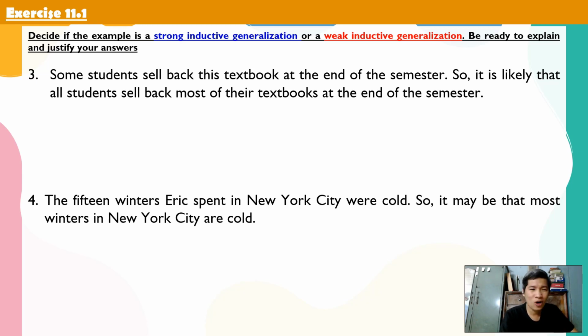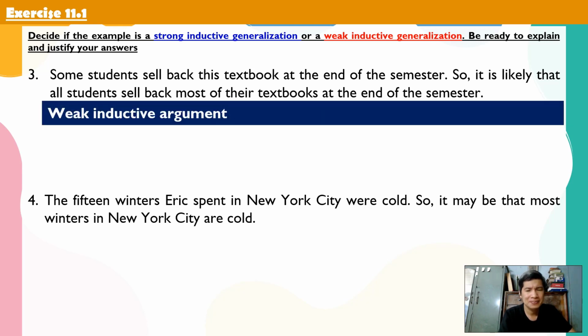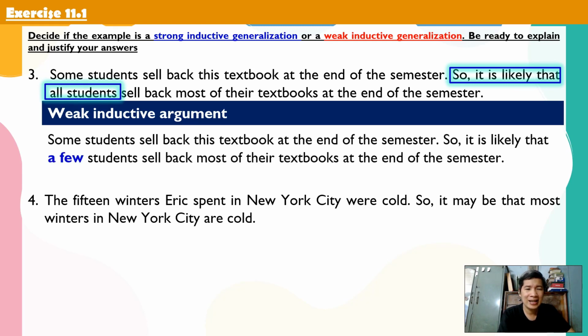Now, so it is likely that all the students sell back most of their textbooks. Some, and then all the students. It is likely, okay. But all the students, that's so big a population from some students, right? This is weak. We can improve by saying, so it is likely that a few students, sounds better. Some, a few. You can make it a little bit stronger by saying many students, but don't say all the students. Now, number 4.